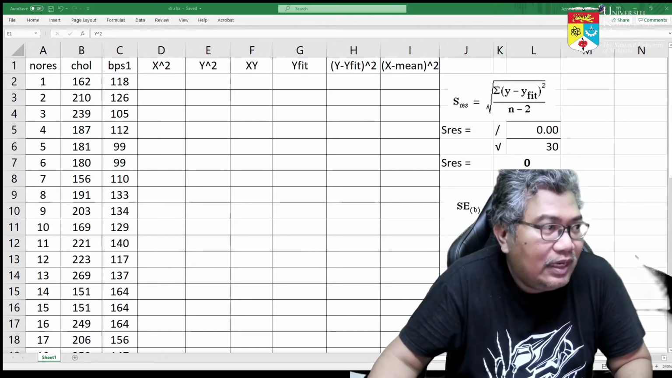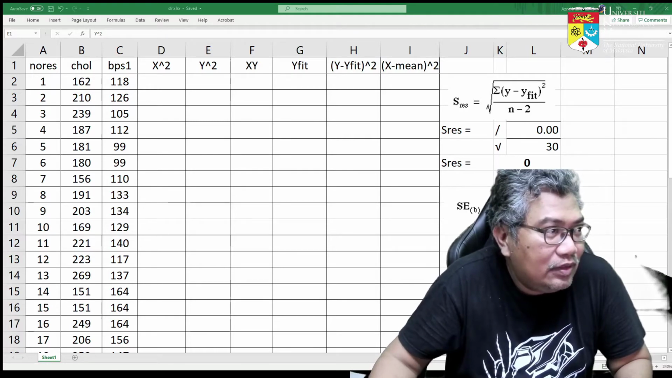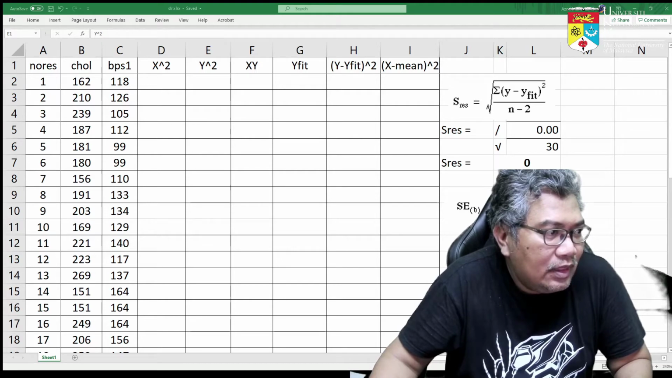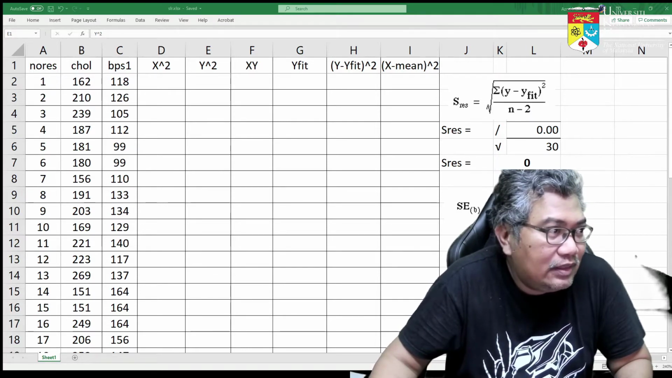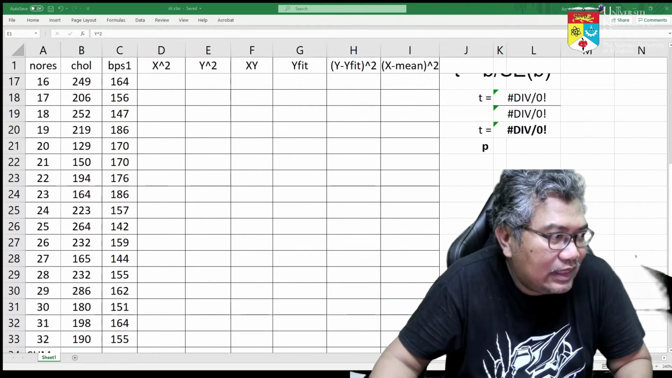Okay, so let's look first. This is the data example. For the data example, we have about 32 data sets. These 32 data sets are for the cholesterol level and its effect on the systolic blood pressure. So allow me to demonstrate the data set. We have these 32 data sets.